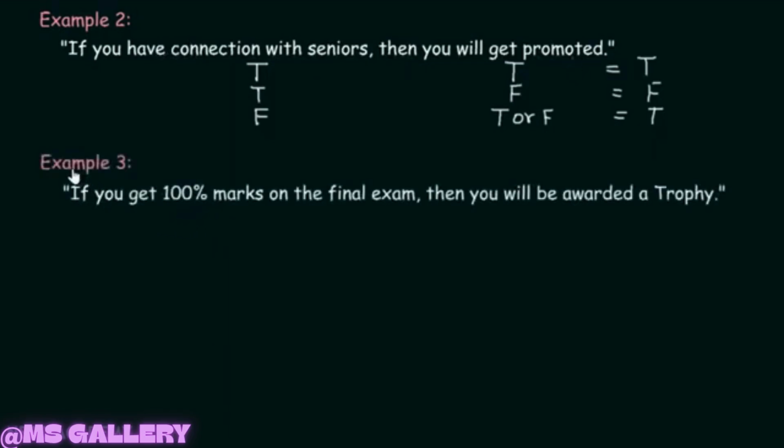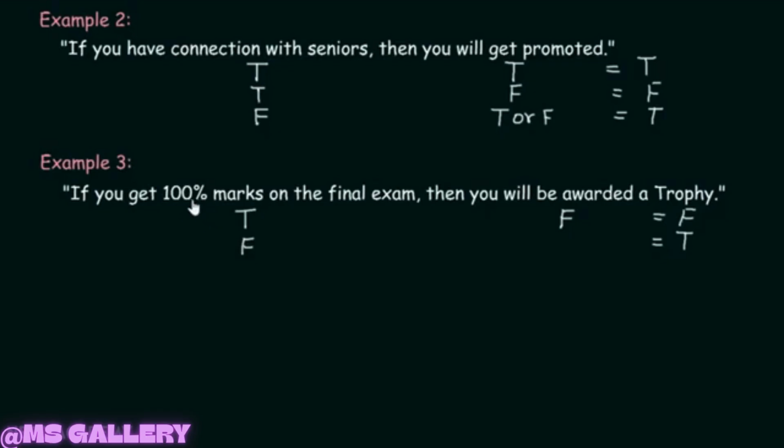Let's consider one more example. If you get 100% marks on the final exam, then you will be awarded a trophy. Suppose this is true, and suppose this is false, then you feel cheated. Isn't that so? Then this particular compound proposition would be false, right? But if you won't get 100% marks, then there is no point of considering this whole compound proposition. Isn't that so? This particular compound proposition remains true. This is very simple to understand.